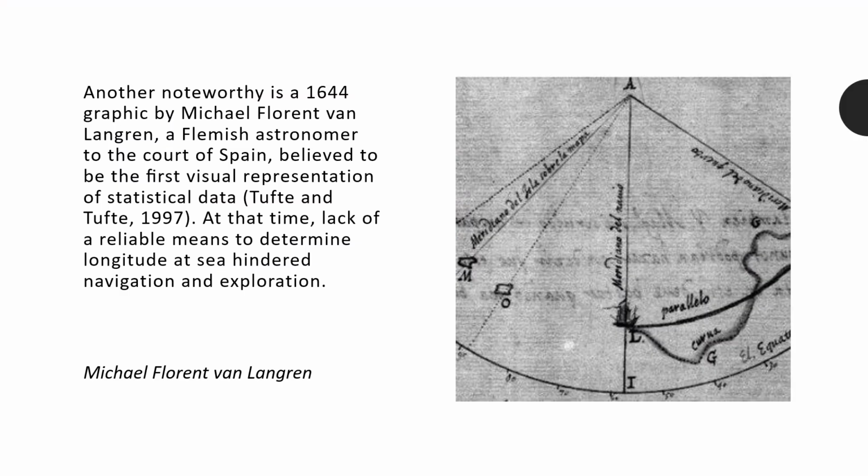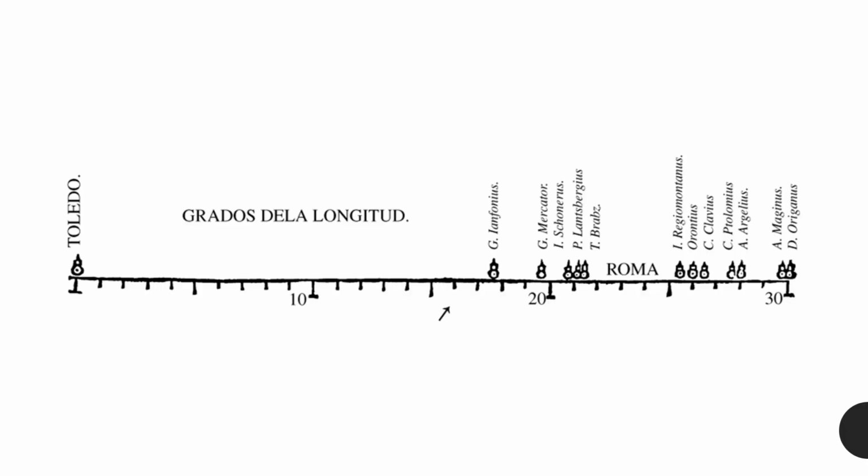Another noteworthy example is a 1644 graphic by Michael Florent van Langren, a Flemish astronomer to the court of Spain, believed to be the first visual representation of statistical data. This 1D line graph shows all 12 known estimates of the difference in longitude between Toledo and Rome and the name of the astronomer who provided each observation.